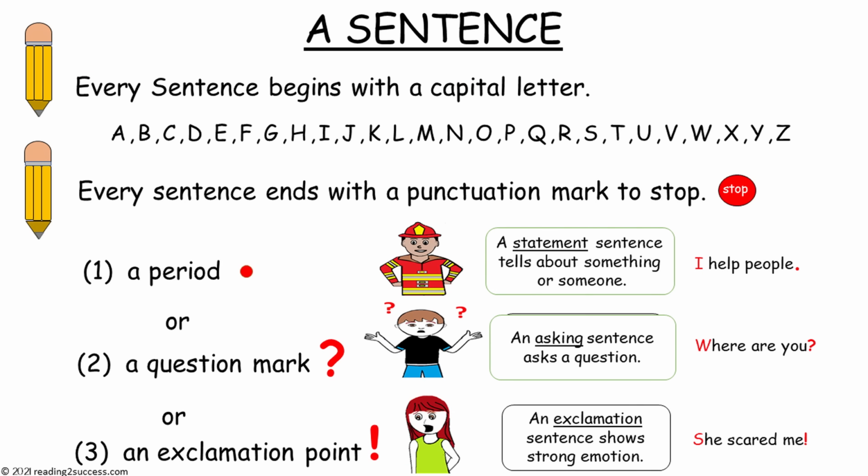A statement sentence tells about something or someone, as in the sentence, "I help people," and that ends in a period. An asking sentence asks a question, as in the sentence, "Where are you?" And that ends in a question mark. And an exclamation sentence shows strong emotion, as in the sentence, "She scared me!" and that ends in an exclamation point.